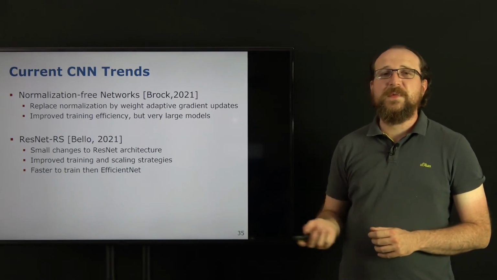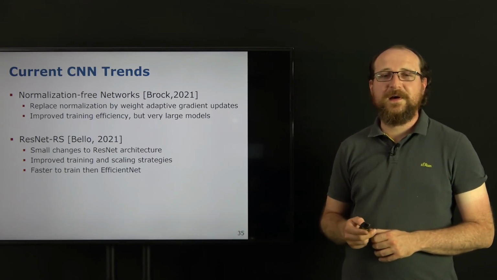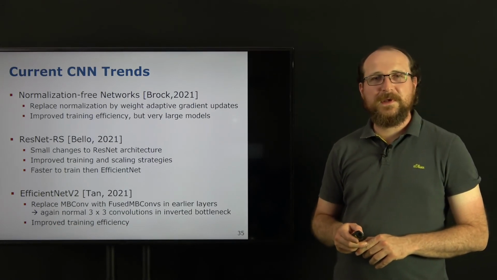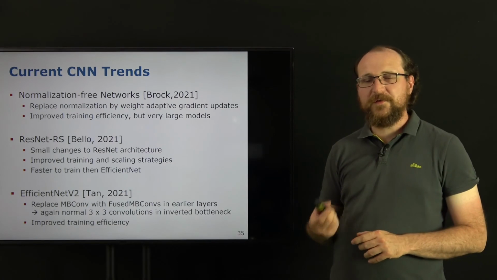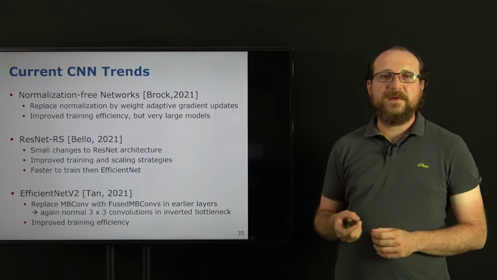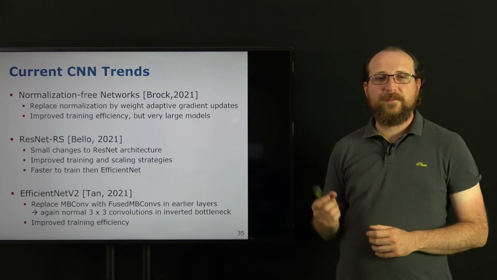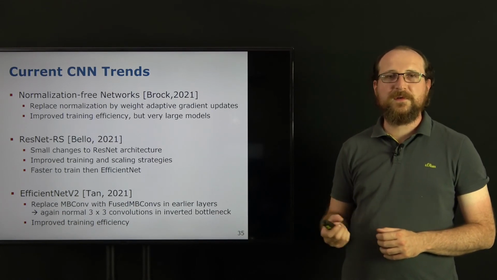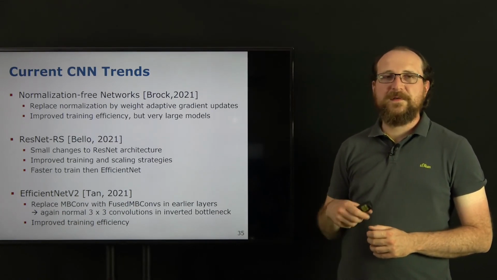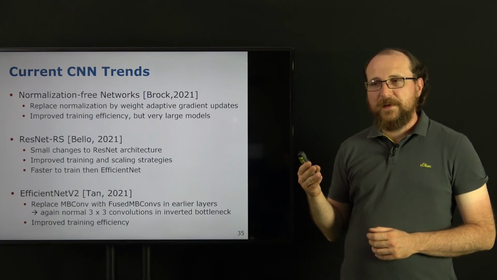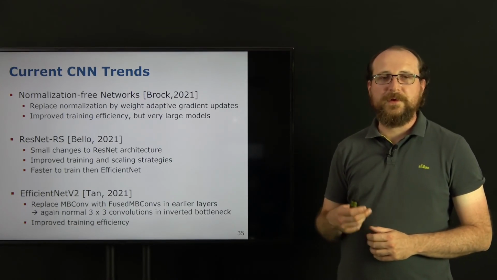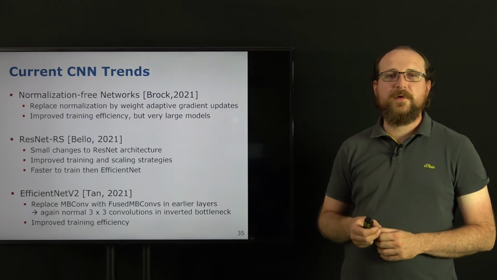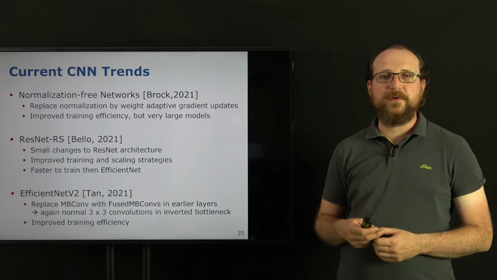So, this was maybe also the motivation for Tan et al. to look again at the EfficientNets, and then EfficientNet version 2 improved the training efficiency by replacing the depth-wise separable convolutions in the inverted bottlenecks in the earlier layers with normal convolutions. And by using this, they found out that the training efficiency is much improved. So EfficientNet version 2 is much more efficient to train, but reaches similar performance with a slightly increased number of parameters in the end.